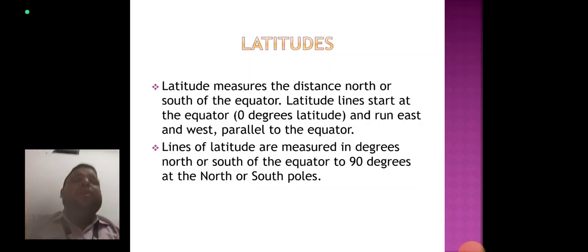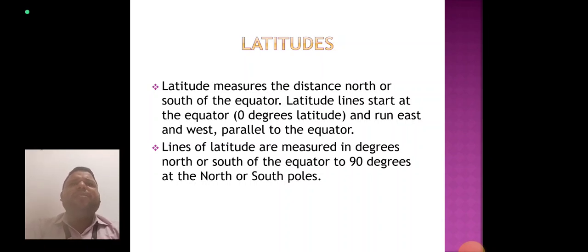Now we are discussing latitude. Latitude is a measure of the distance north or south of the equator. The two end points of the earth's axis, the North Pole and the South Pole, are the basis of reference to locate places.